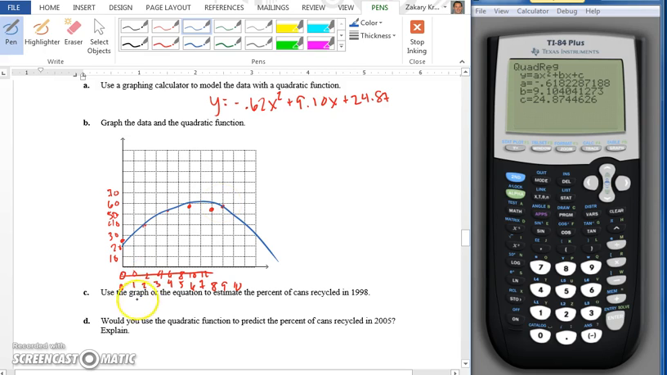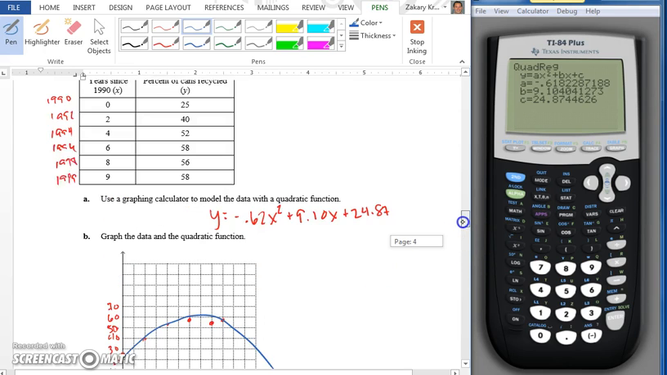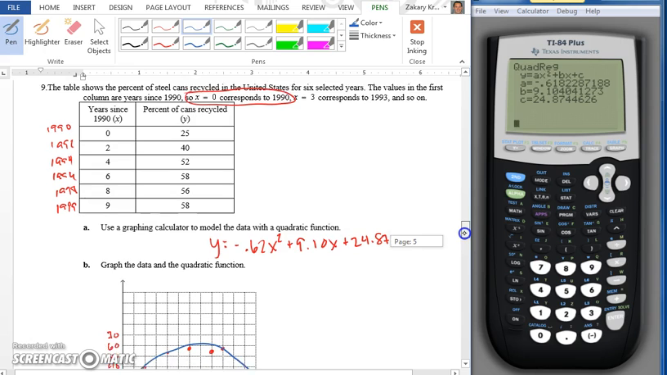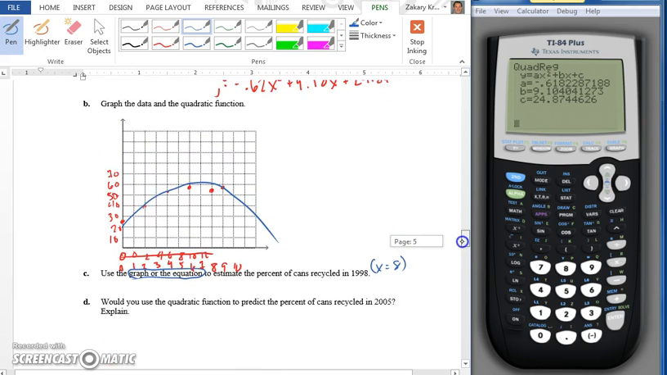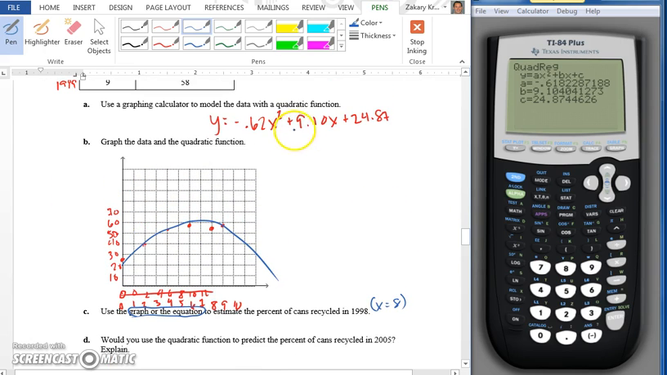Next, it says use the graph or the equation to estimate the percentage of cans recycled in 1998. So we're not looking at the chart anymore. 1998 would be 8 years after 1990. So we'd have x equals 8. And you can go back up and look in your chart and you have 1998 and it says 56. But we're not looking at the chart anymore. We're looking at either the graph or the equation.